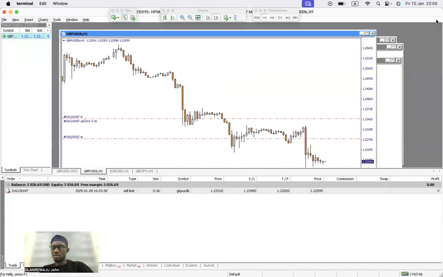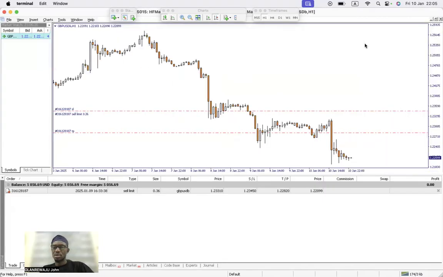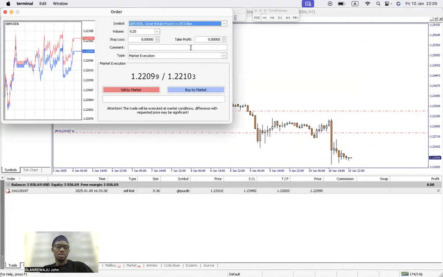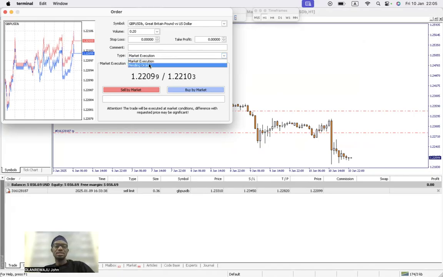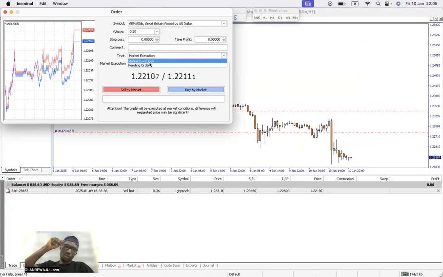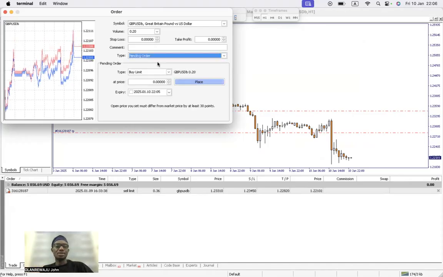There's a buy and sell button. Is it this? No. Okay, New Order, that's it. When you click on this arrow that drops down, you can see there's market execution, where I want to enter the market now at the current price. And then we have pending orders.